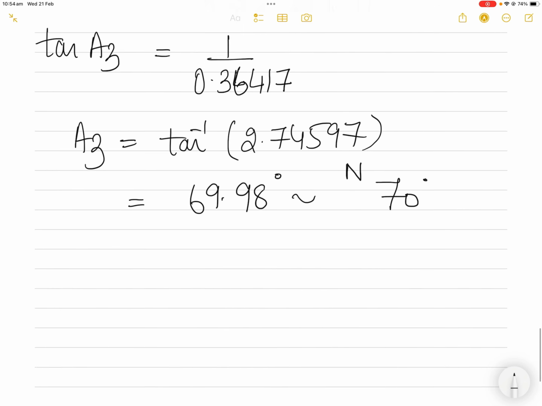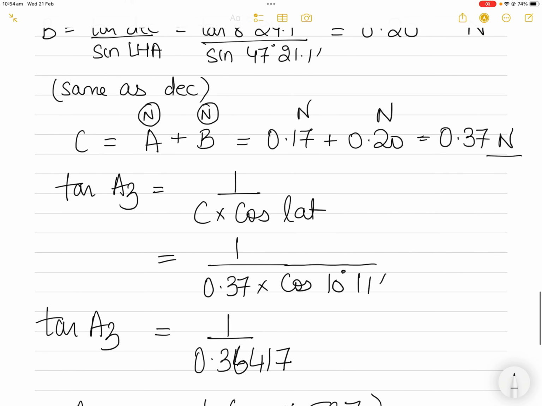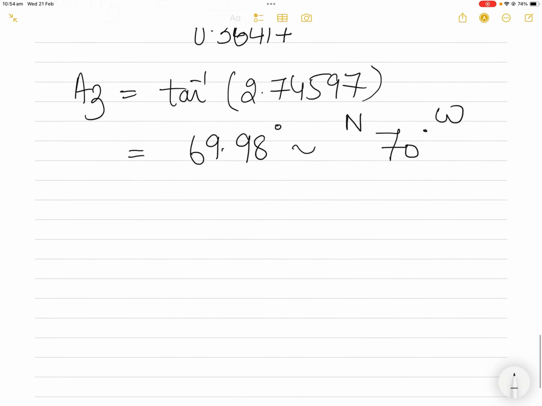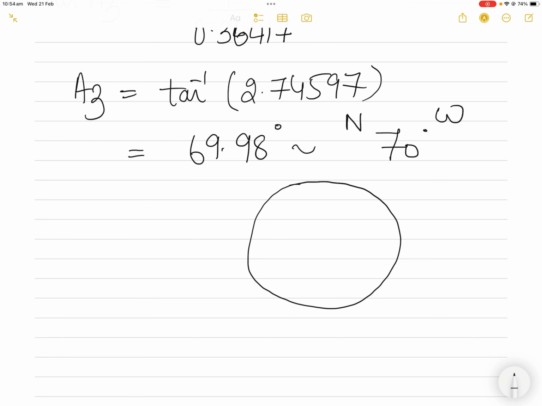Okay. And the name of C. C you could see is north, so I have named it north here. And this is west here. So whether you want to continue with 69.98 or with 70, it's your choice. I will explain one of them. All right, so what is north 70 degrees west?